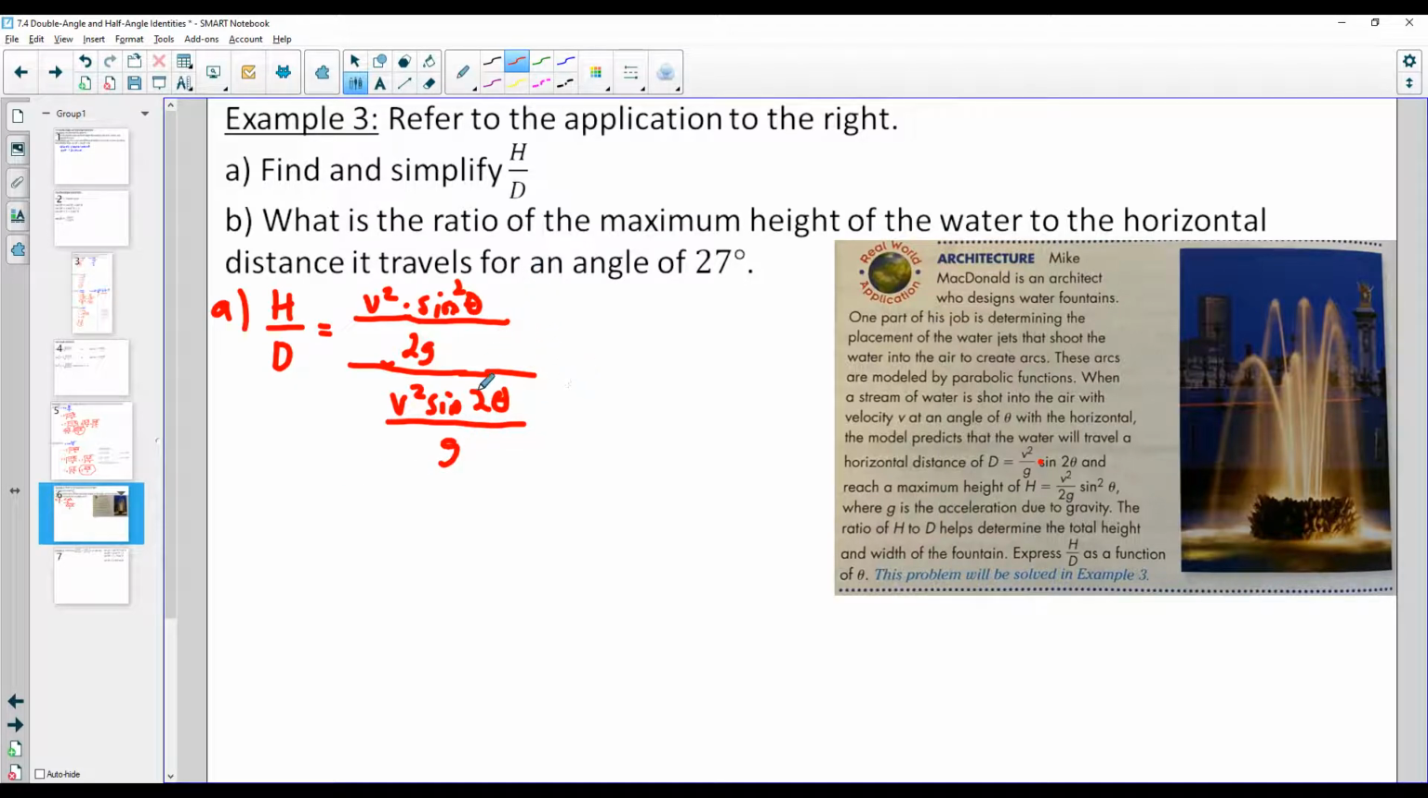And we know dividing by a fraction is really multiplying by the reciprocal. Oh, look at that. g cancels with g here, v squared cancels with v squared, and we're going to be left with sine squared of theta all over 2 times sine of 2 theta.